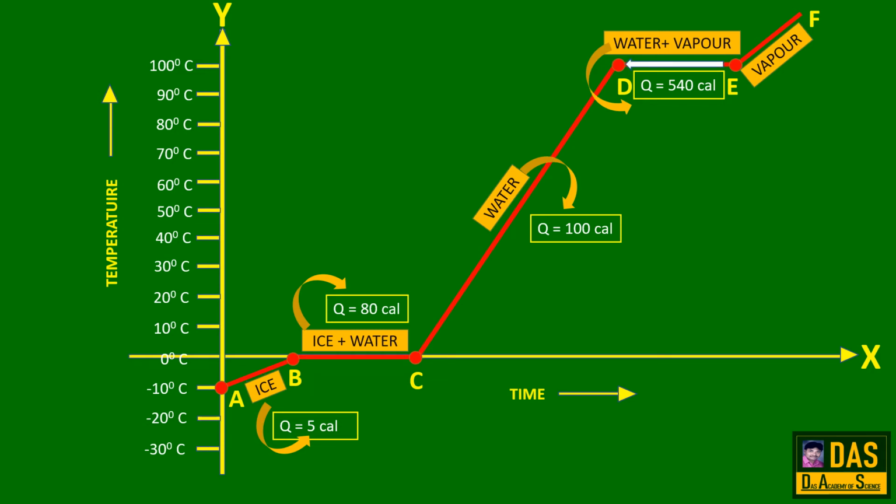But when we come from E to D, D to C, and C to B, and finally B to A, then heat is released. Why? Because gaseous state is converting into liquid state and liquid state is converting into solid state. So in this process, heat is released. So whenever melting and boiling occur, heat is absorbed by the matter, and whenever condensation and freezing occur, heat energy is released.